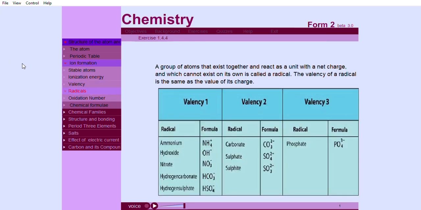A group of atoms that exist together and react as a unit with a net charge and which cannot exist on its own is called a radical. The valency of a radical is the same as the value of its charge.